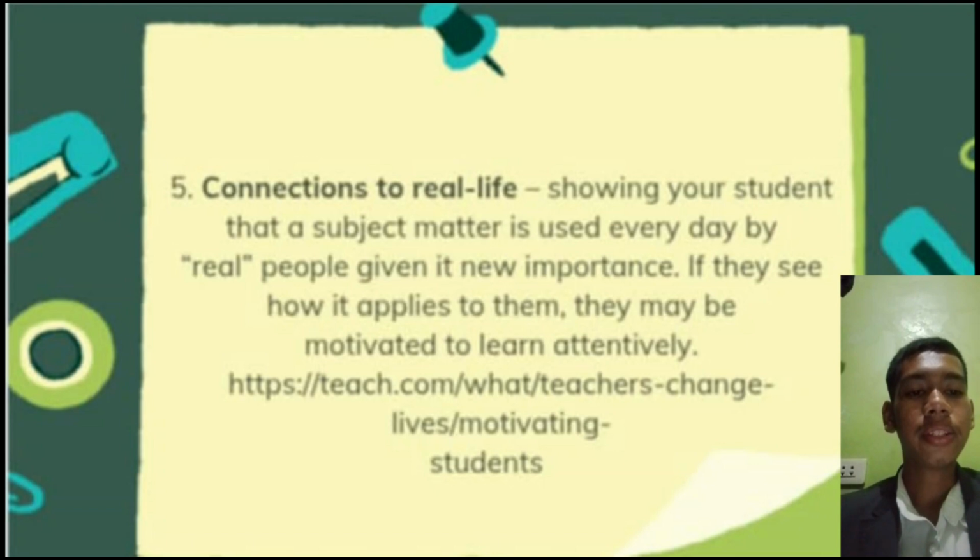So in connecting lessons to real life situations, learning becomes more meaningful and engaging. When students see how a subject is used in everyday life, they understand its relevance and importance, become more motivated to learn, and also pay closer attention because they see its practical use. When students see how knowledge applies to their daily lives or future careers, they become more invested and engaged in learning.